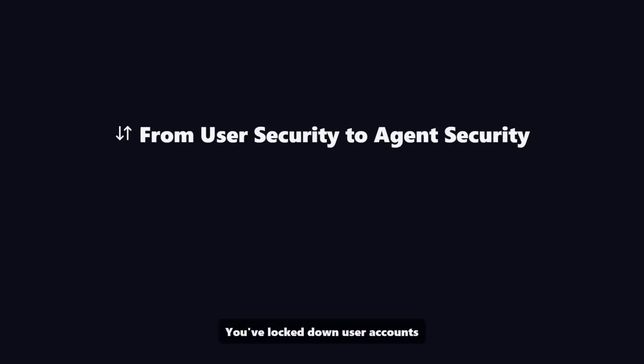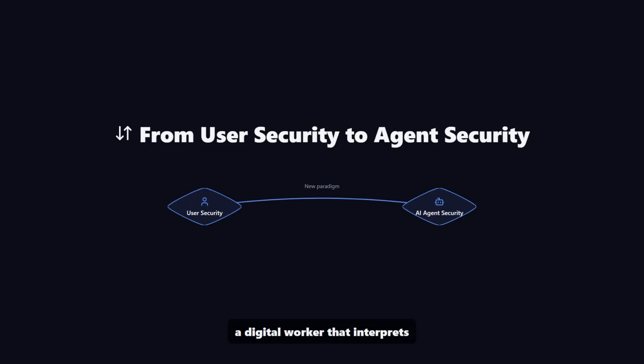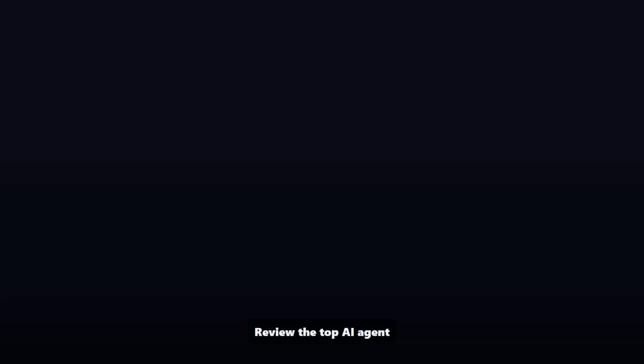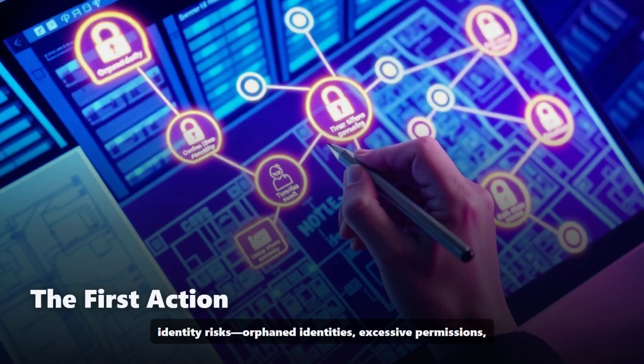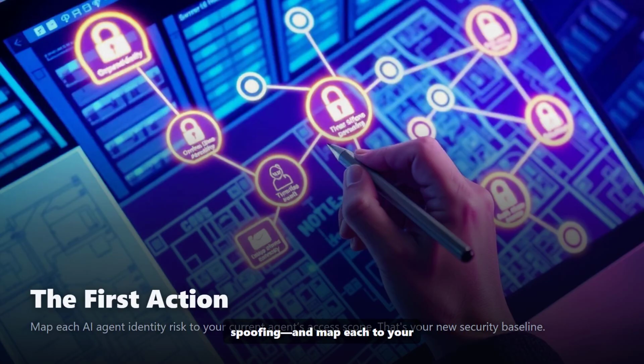You've locked down user accounts and perimeters. Now you must protect a digital worker that interprets plain English from strangers. Review your access policies and note where agent identities are missing. That gap is your new priority. Review the top AI agent identity risks: orphaned identities, excessive permissions, spoofing, and map each to your current agent scope. That's your new security baseline.